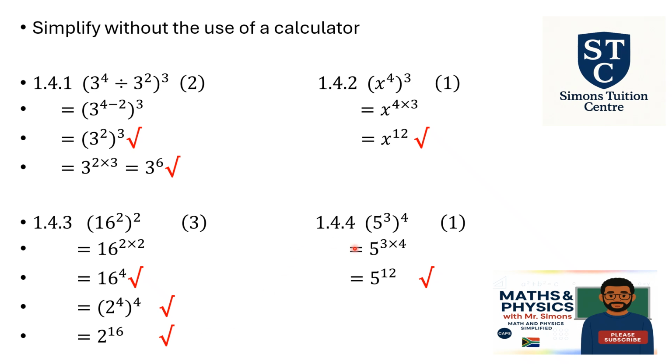And then last one here, 5 to the power 3 raised to the power 4 simply becomes 3 times 4, gives me 5 to the power 12.